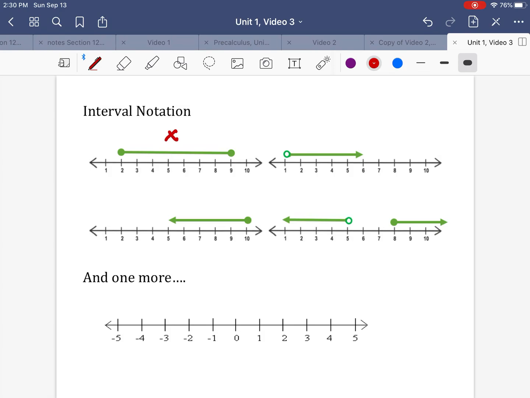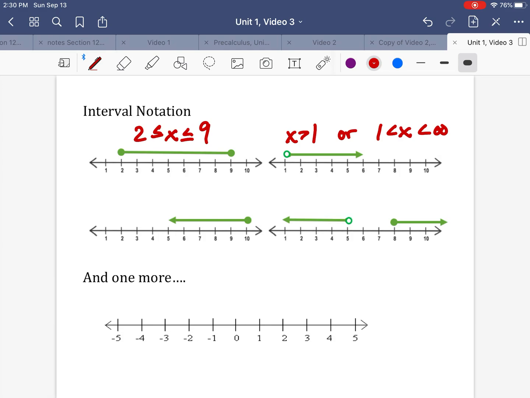We said that this were x's between, and we wrote 2 to 9. This one over here, we said, x is greater than 1. Now we could have written it like this. We could have said, an alternate way we could have written it is that x is between 1 and infinity, because basically it's starting at 1 and going off to the right.